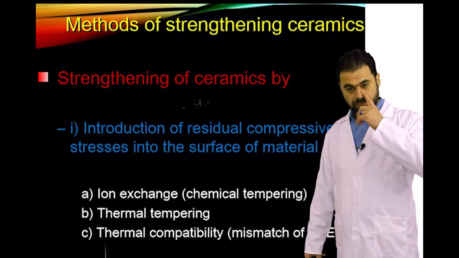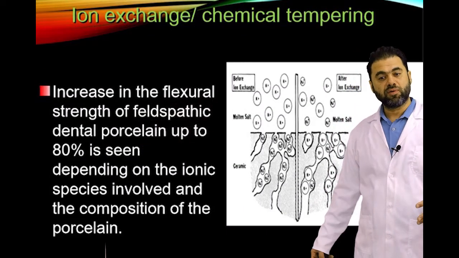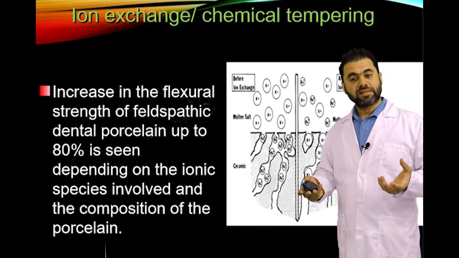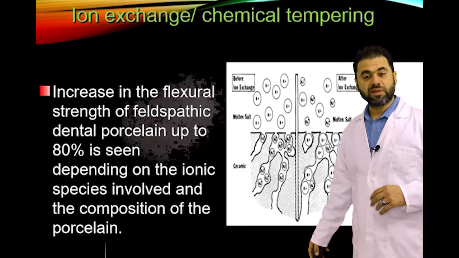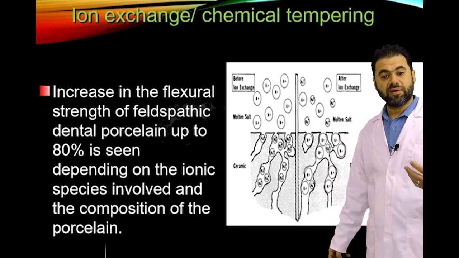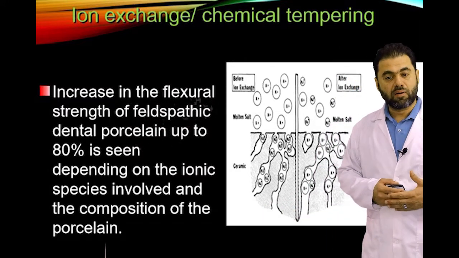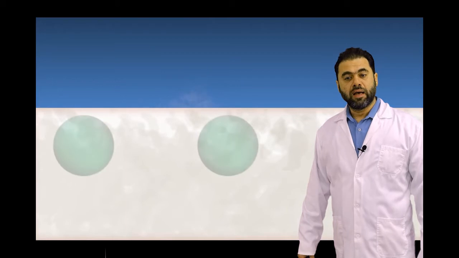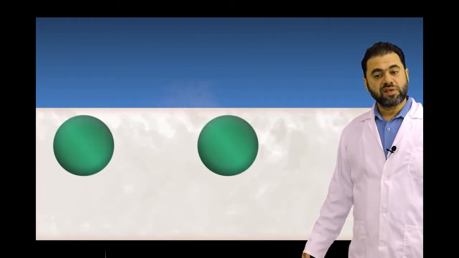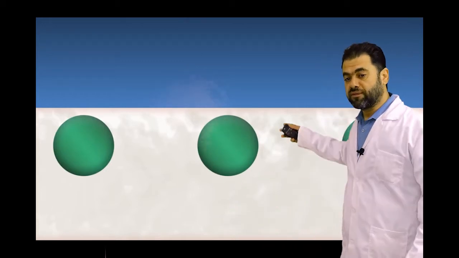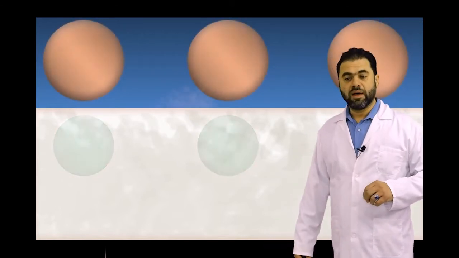للبورسلين. إذا عندنا الأيون إكسشينج كيميكال تمبرينج، اللي هو بيكون في عندنا increase in the flexural strength of feldspathic dental porcelain up to 80% is less dependent on the ionic species involving and the composition of the methods of strengthening ceramic. عندنا strengthening of ceramic by introduction of residual compressive stress into the surface of the material.